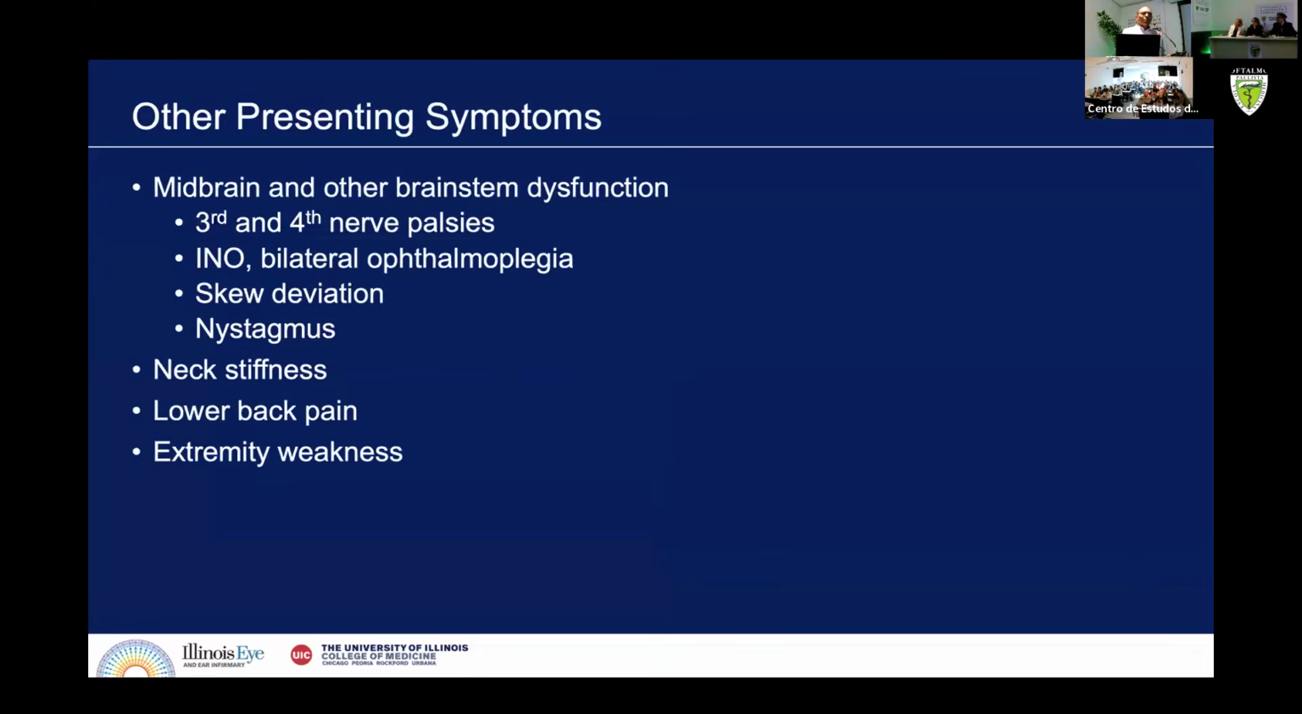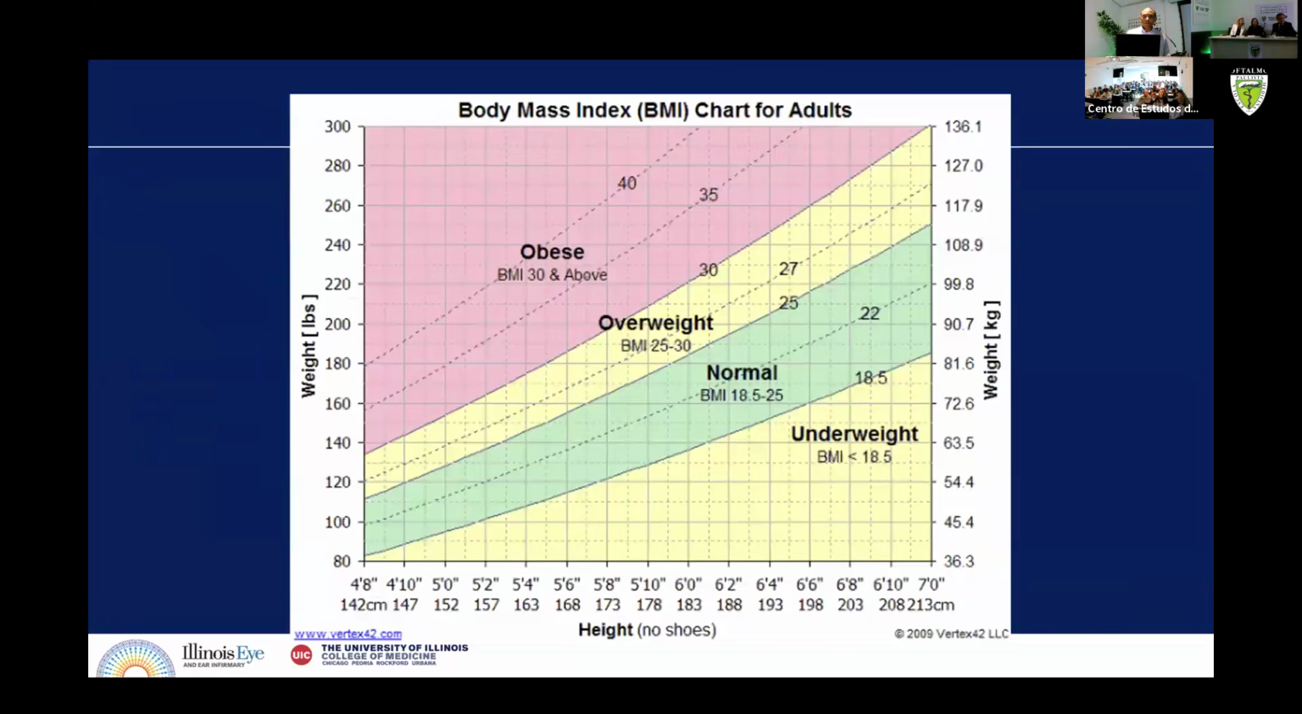You can also get a couple of other brainstem dysfunctions related to 3rd and 4th nerve palsies, and INO, skew deviation, even nystagmus. These are very rare, but these are possible. We mentioned neck stiffness, lower back pain, and extremity weakness. So from the IIHT, we know that patients with IIH are solidly obese. In that study, they had an average BMI of 39. So always think of this in your patients who are obese with headache and changes in visual acuity.